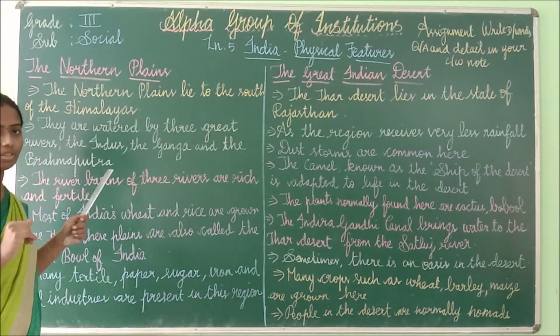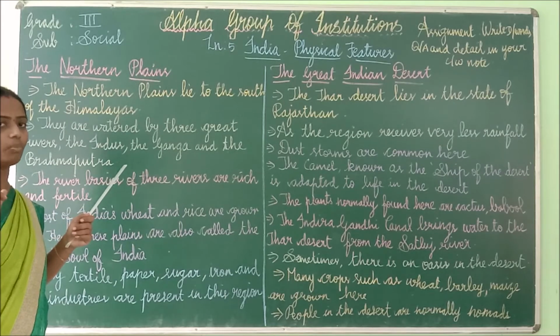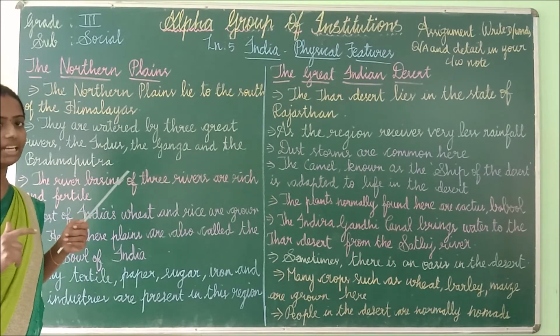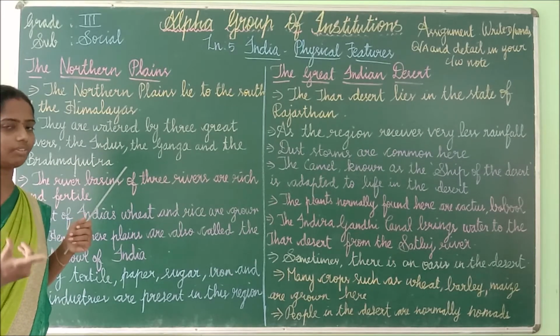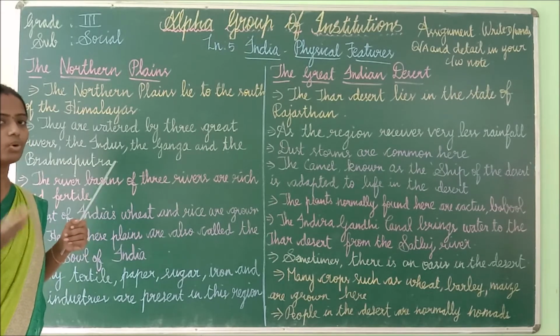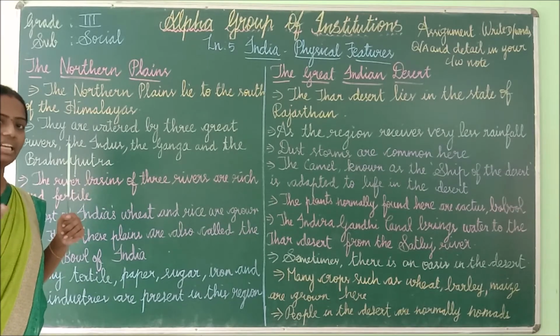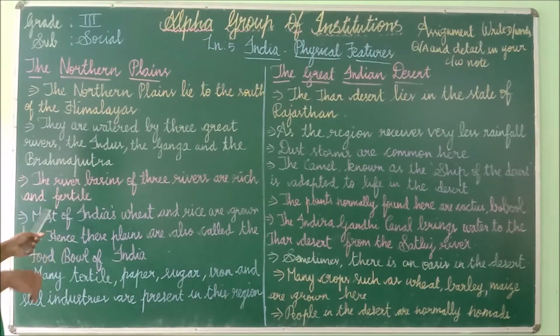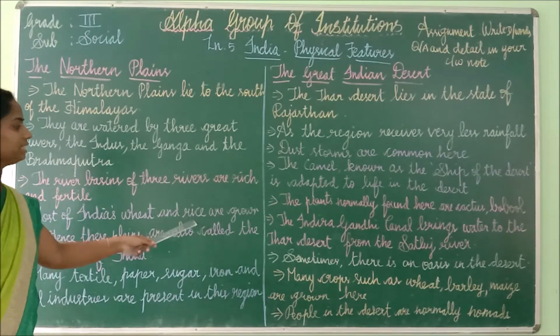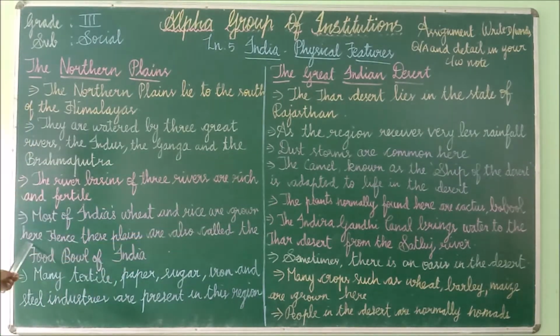These three rivers are very important for fertilization, for cultivation or whatever it may be. They grow many crops such as wheat, isn't it? These rivers play a very important role for irrigation. And then the next point: most of India's wheat and rice are grown here. What is it, children? See, here is a very important point.